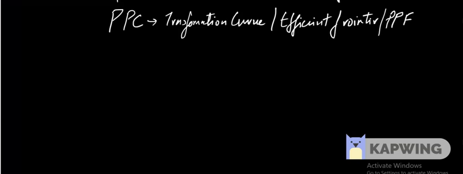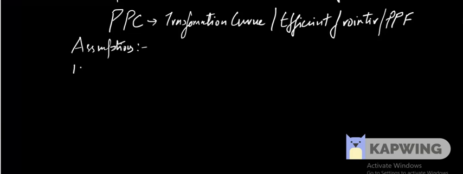Now the production possibility curve shows the combination of the two goods that an economy can produce with a given level of resources. But before framing the production possibility curve, there are certain assumptions that are made for the formation of the production possibility curve, and these assumptions are as follows.